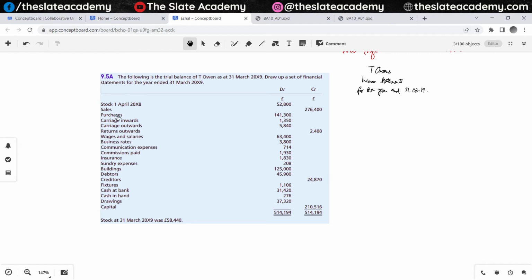There is stock, sales, carriage outwards, inwards, return outwards. This would be purchase return, wages, salaries, business rates. Acha ji, another thing, there is no return inwards. Is there returns inwards? I can't see as of now.